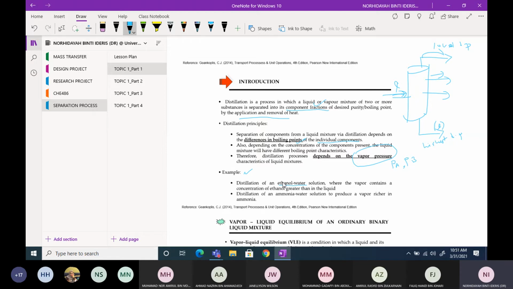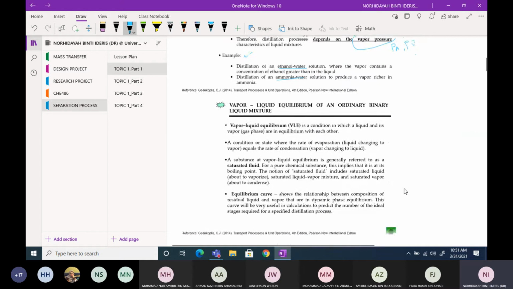Alright, so eventually when you supply heat to the column, the ethanol will vaporize first and go up to the top of the column. Alright, so ni simple distillation process lah. Example, ammonia and water. Ammonia akan vaporize dulu.